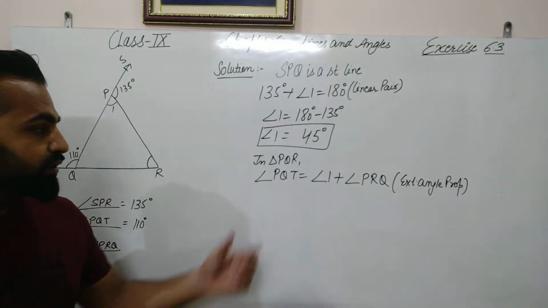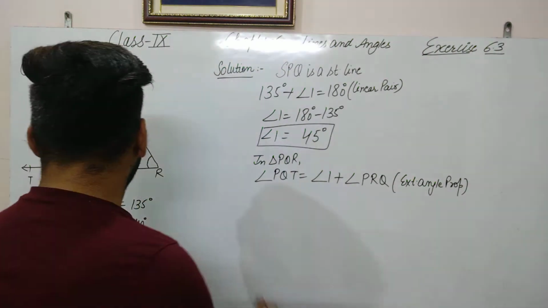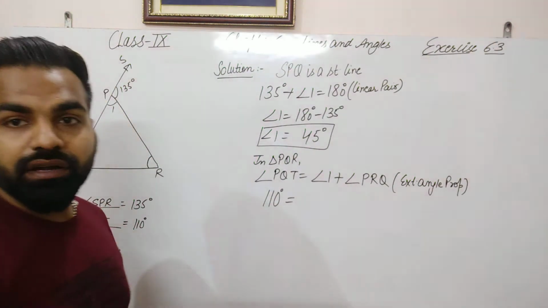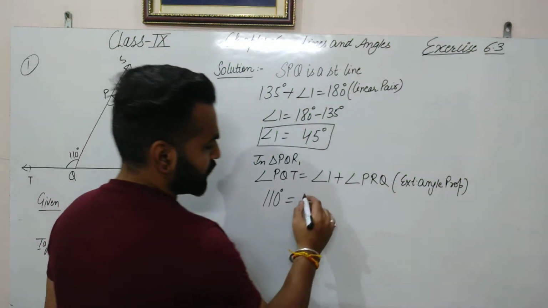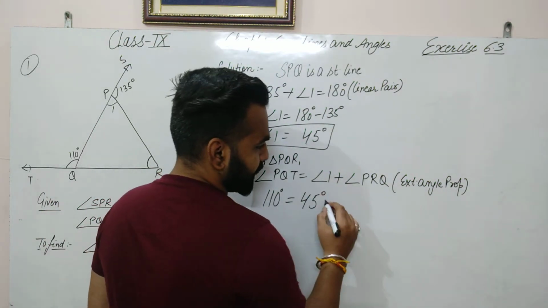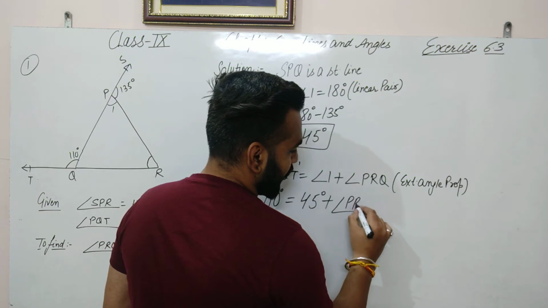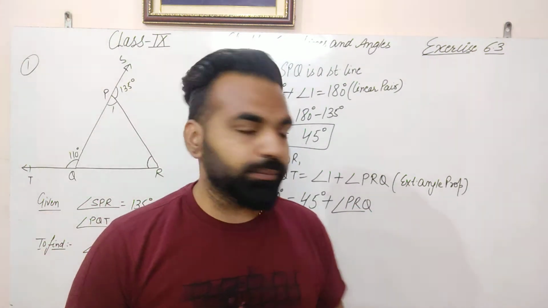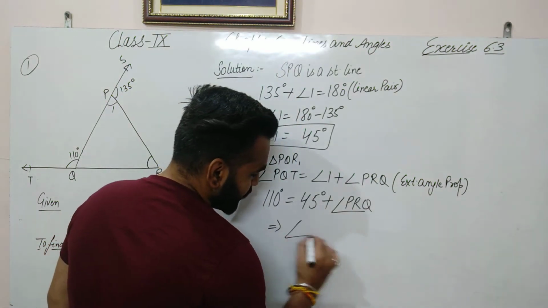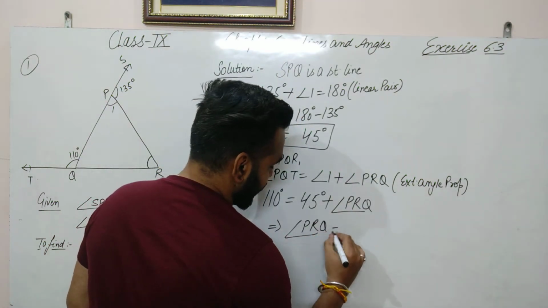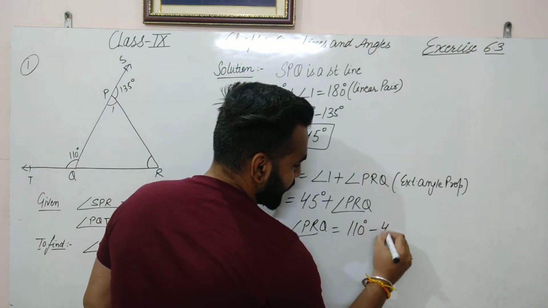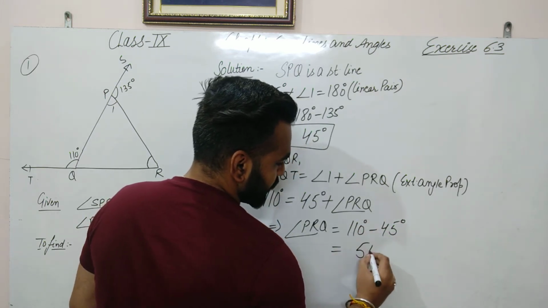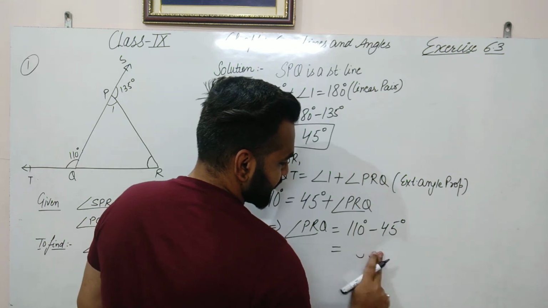Clear everyone? So what is the value of angle PQT? Angle PQT is 110 degrees. What is angle 1? Angle 1 is 45 degrees, plus angle PRQ. So from here we can calculate the value of angle PRQ. Angle PRQ will be equal to 110 minus 45 degrees, which is equal to 65 degrees.